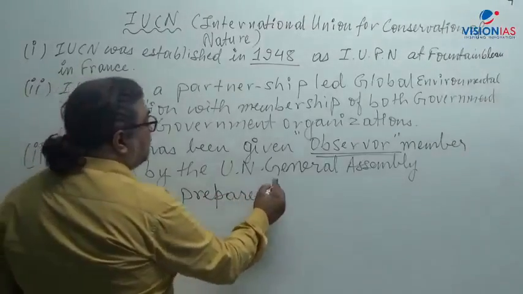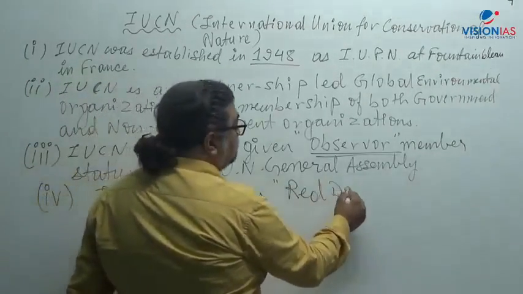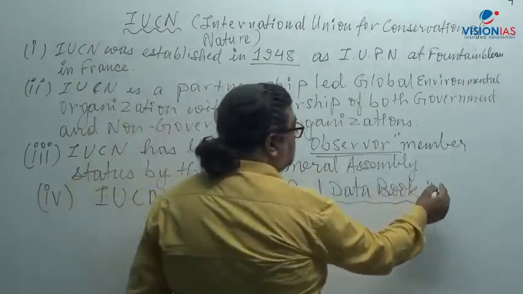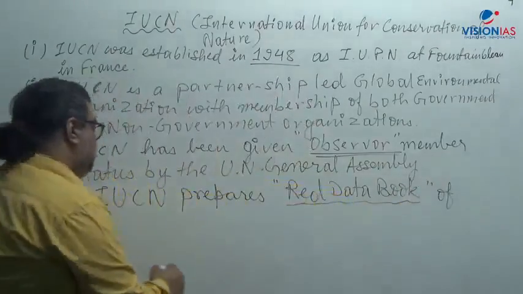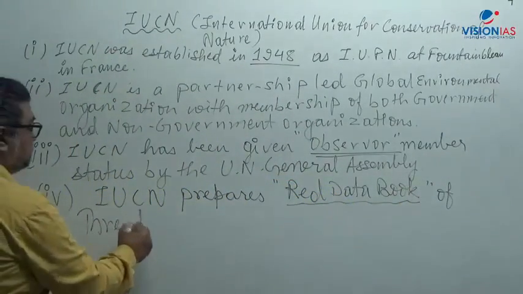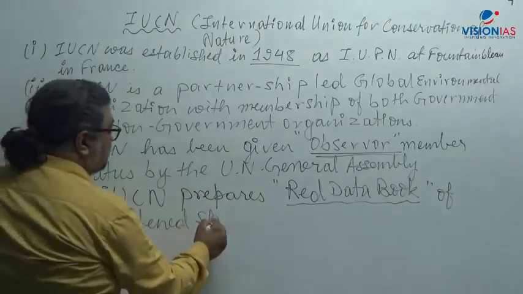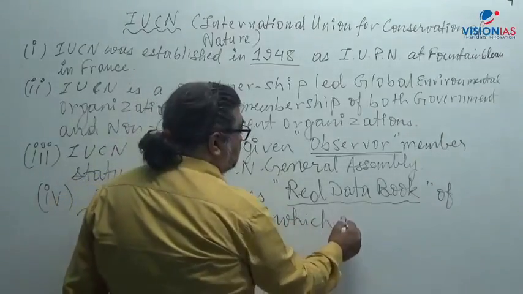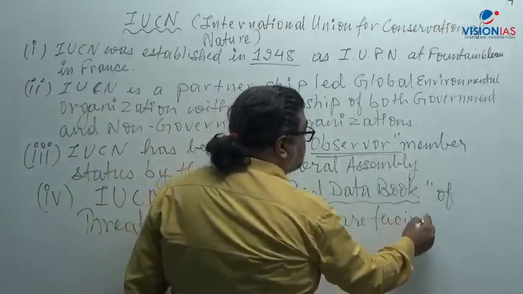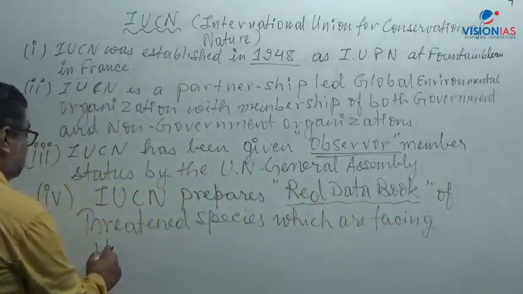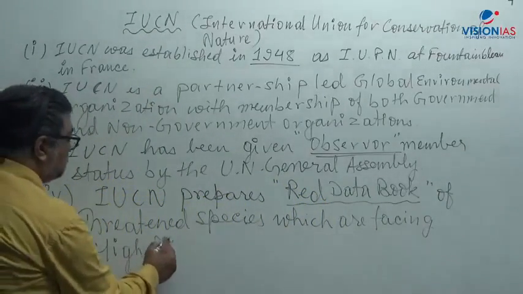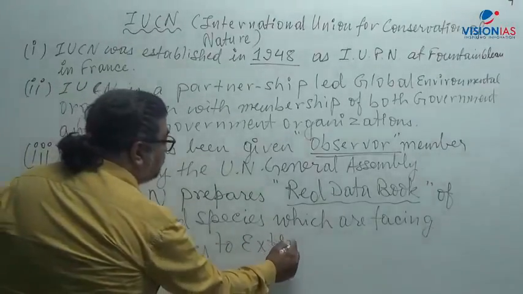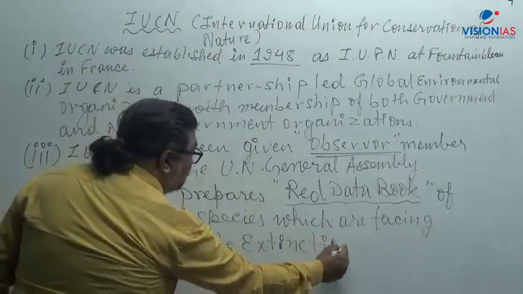It prepares a Red Data Book, which is a very important publication of IUCN of threatened species. Threatened species which are facing high risks of extinction. If they are not conserved, then in the near future, all such species will become extinct.